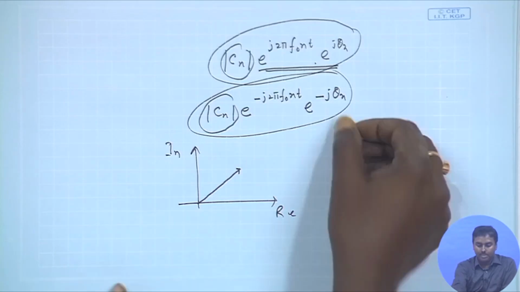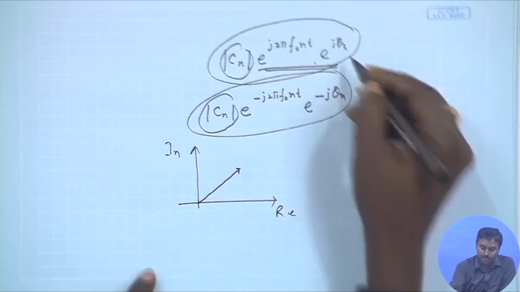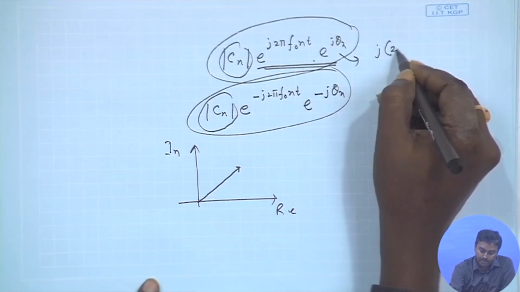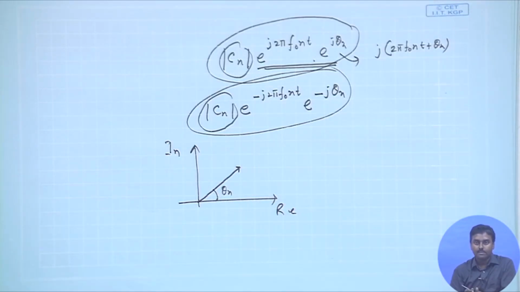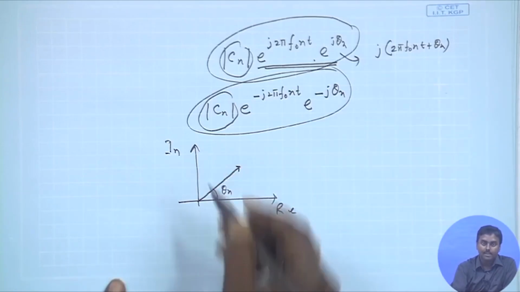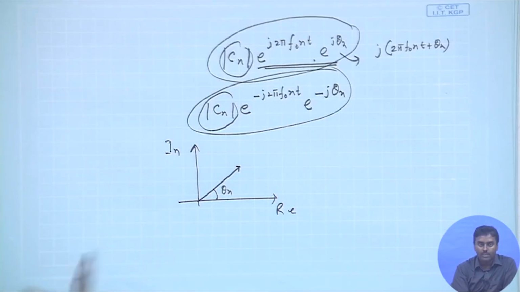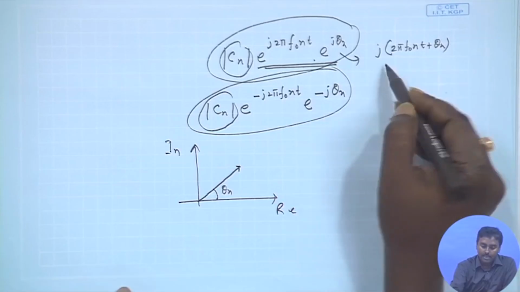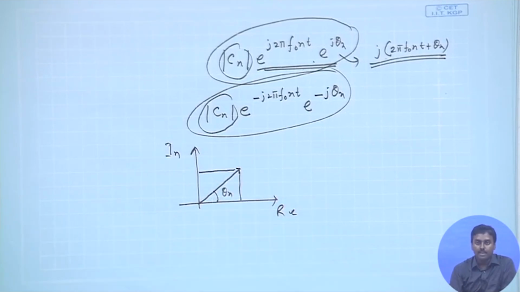See here the variable is t. With respect to t, if I start increasing t, what is happening? The overall angle is j 2 pi f0 nt plus theta n. Theta n must be some constant which does not depend on t, and this unit phasor is rotating, and then only we get this phasor representation, because e to the power j this has a real part and an imaginary part.